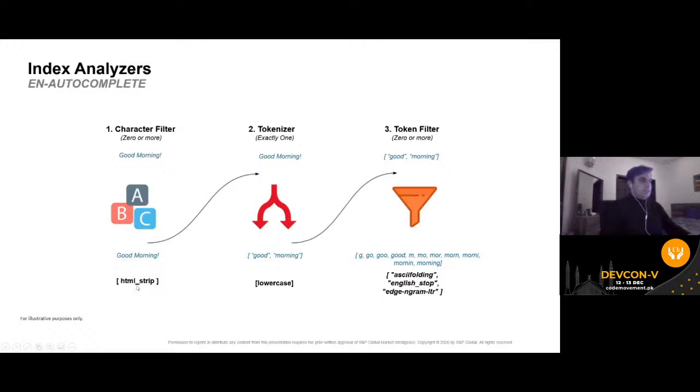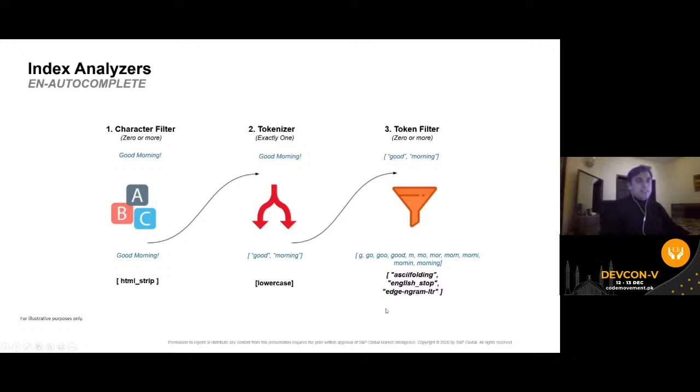It consists of an HTML strip character filter and a lowercase tokenizer, which is more or less exactly the same as the standard analyzer, but it also converts uppercase into lowercase. And then there is a token filter, which comprises ASCII folding, English stop words, and edge n-gram. Edge n-gram is the only new one; we have already discussed the others before.